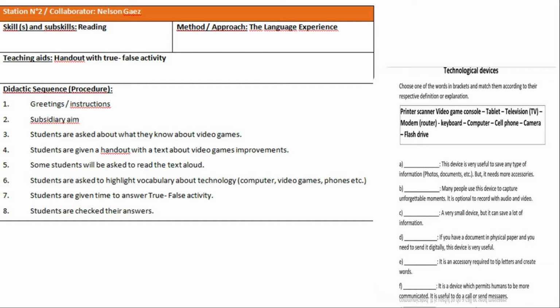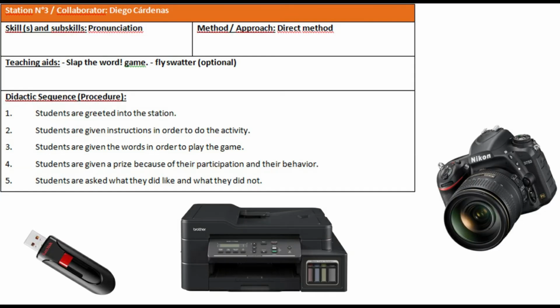For item number 2, it is recommended to select a student for each statement and tell if it is false or true. In station number 3, students will have to play a game called Slap the Word. Here, 2 students will have to hit a picture of one of the device words depending on what word a selected student says. For this activity, students can use a fly swatter or their hands.